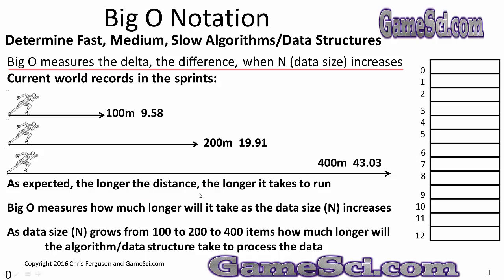And that's what Big O measures. How much longer will it take as the data size n increases? As data size n grows from 100 to 200 to 400 items, how much longer will the algorithm or data structure take to process the data? We're measuring the delta or the difference here, not the absolute value or the absolute time.